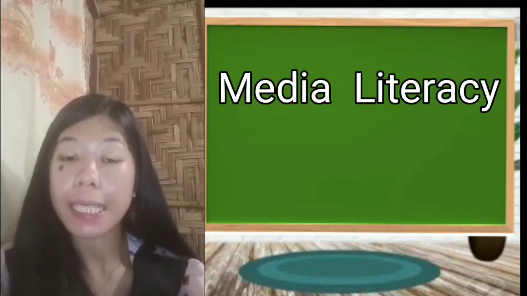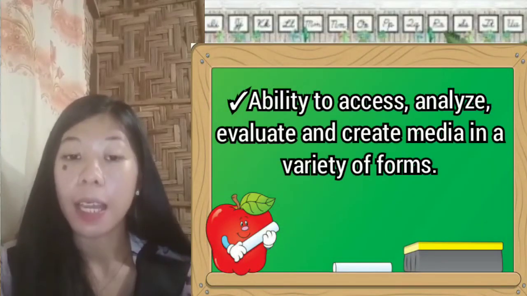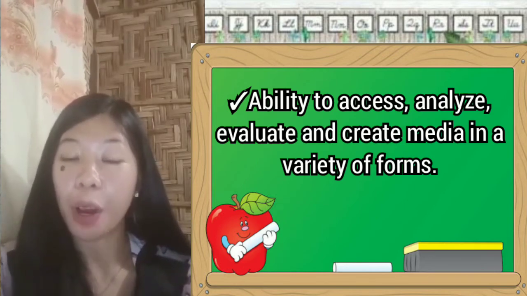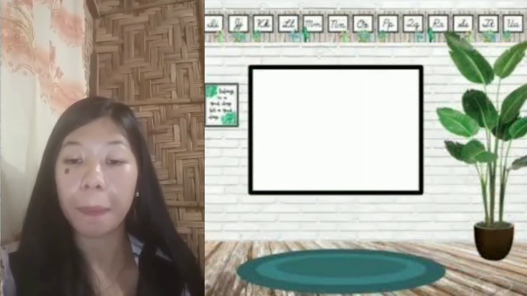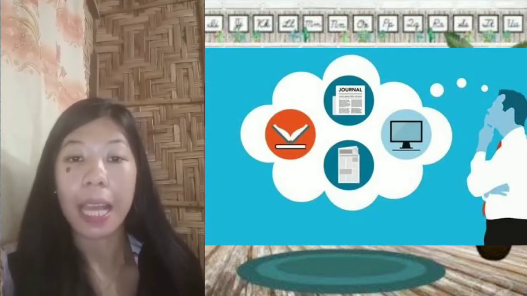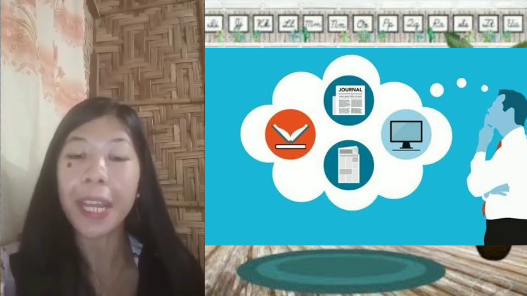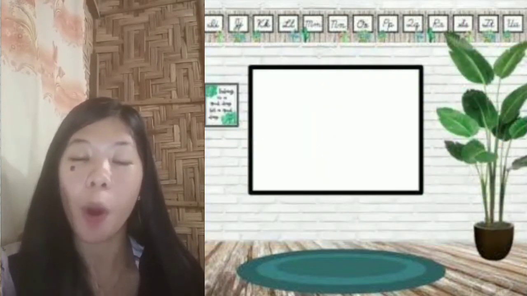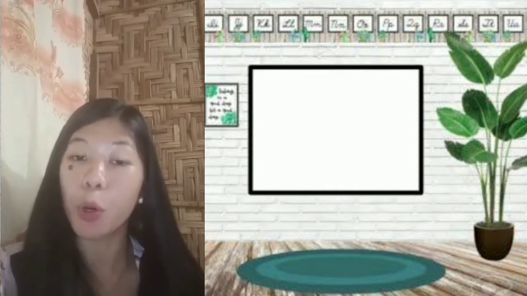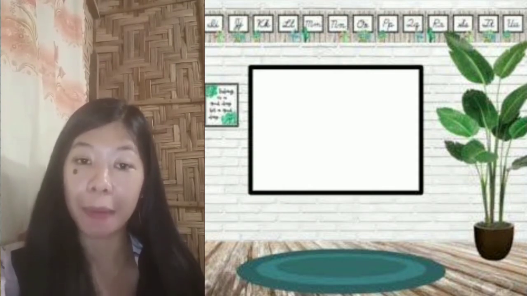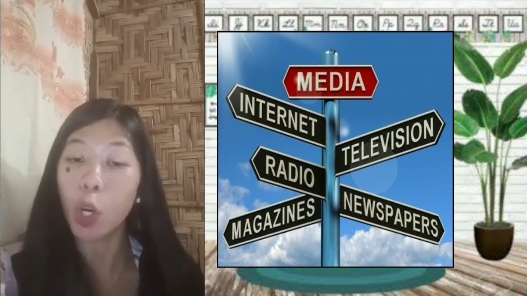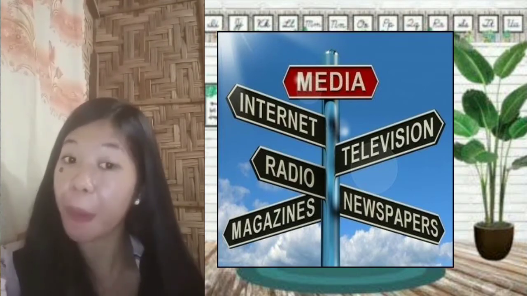Media literacy is the ability to access, analyze, evaluate, and create media in a variety of forms. To access means being able to recognize the media needed and its availability for your use. For example, in a class, you are instructed by your teacher to look for an example of a book review for your movie assignment. What media will you use? You should go look for a book on the internet or in newspapers.